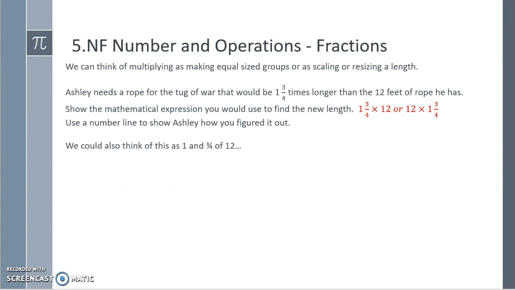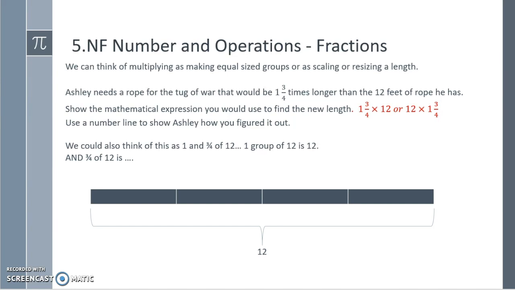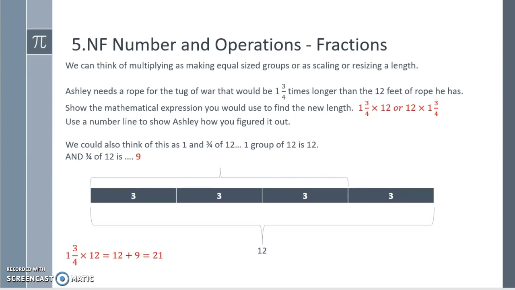We could also think of this as 1 3/4 of 12. One group of 12 is 12, and 3/4 of 12 is, so I'm going to let the entire tape diagram represent 12. I want to split it into 4 different groups. We need to know how many are in each group. Well, 3 would need to be in each group to build to 12. I particularly want 3 of them. So 3/4 of 12 is 9. So we knew that one group of 12 is 12, and 3/4 of 12 is 9, so 12 plus 9 is 21.